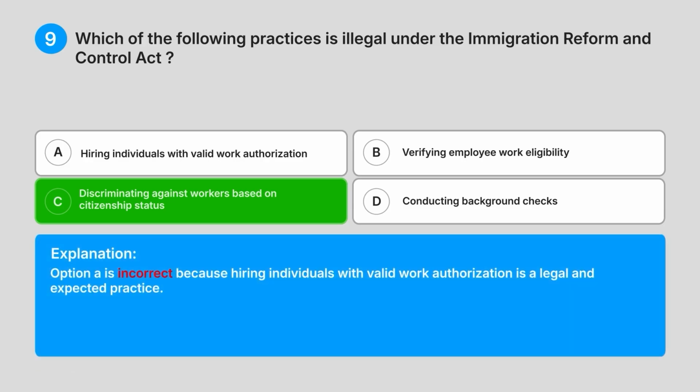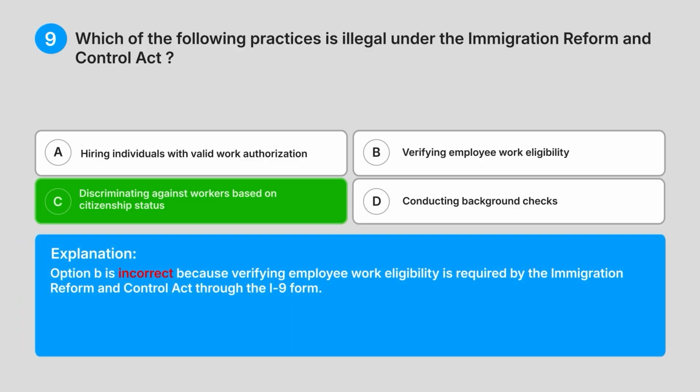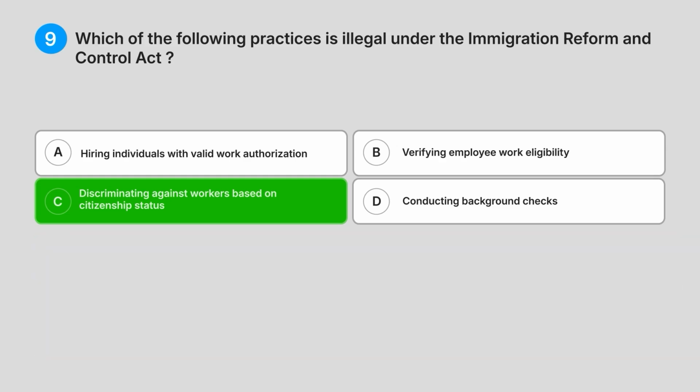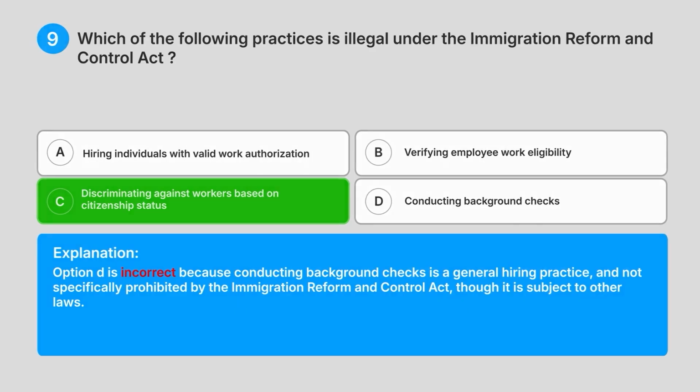Option A is incorrect because hiring individuals with valid work authorization is a legal and expected practice. Option B is incorrect because verifying employee work eligibility is required by the Immigration Reform and Control Act through the I-9 form. Option D is incorrect because conducting background checks is a general hiring practice and not specifically prohibited by the Immigration Reform and Control Act, though it is subject to other laws.